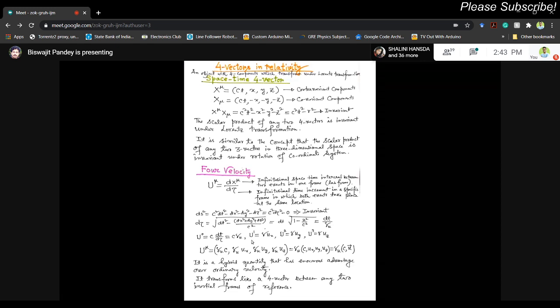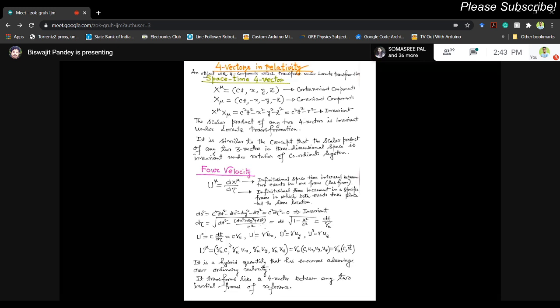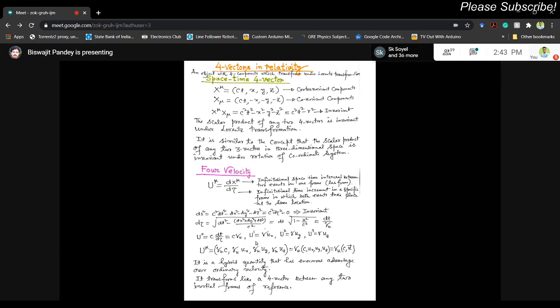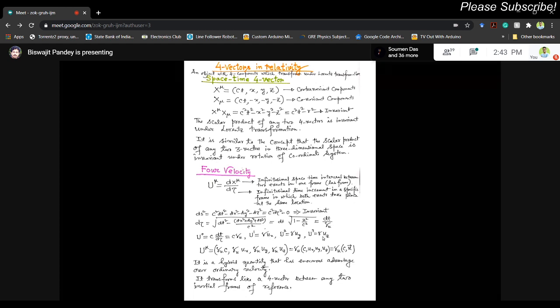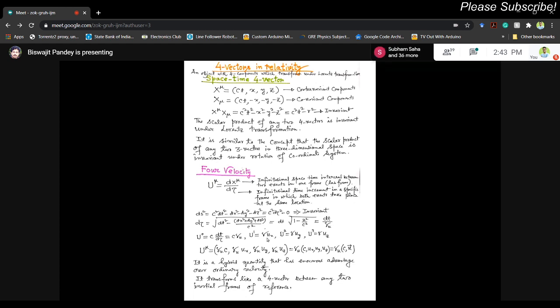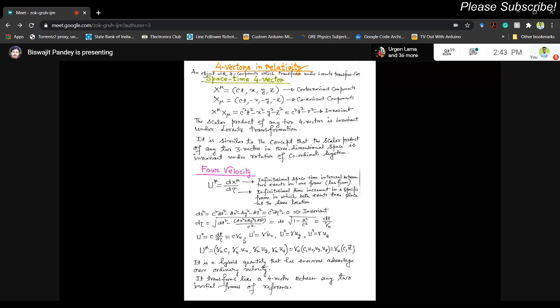u1 is again the derivative of the spatial coordinate, dx by d tau. Since you are using d tau, it will throw out a factor gamma. I'm sorry, here I have forgotten to write u, so that it will be gamma u. Think of the gamma u, right? So u1 will be gamma u ux, u2 will be gamma u uy, u3 will be gamma u uz. So these four numbers give you a 4 vector which we call 4 velocity.